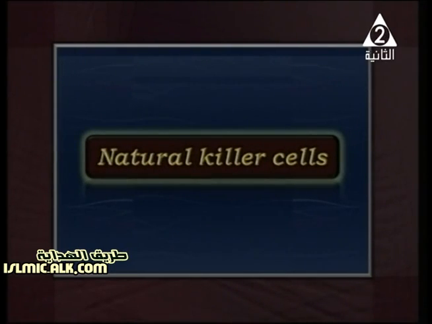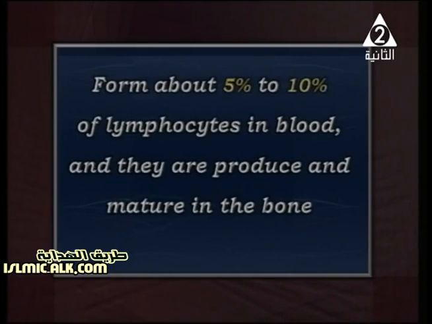Natural killer cells. As we continue from the last episode, we said we have different types of T cells, like the killer one, the suppressor, the helper, and so on. Right now we're going to study the last type of the T cells, which is called natural killer cells. They are about 5% to 10% of lymphocytes in the blood, so they are very few inside your body, but they have a great function, and they are produced and mature in the bone marrow.